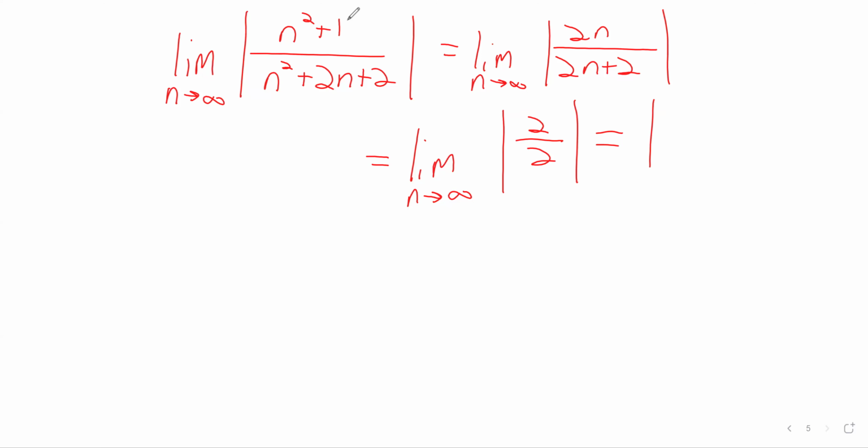We get 1. And for the ratio test, 1 is a failure state. And again, it's important not to get these tests confused, because if we were using the limit comparison test, a limit of 1 would be just fine. 1 is a finite number between 0 and infinity. That's what we want when we're using the limit comparison test. But when we're using the ratio test, it's a failure.